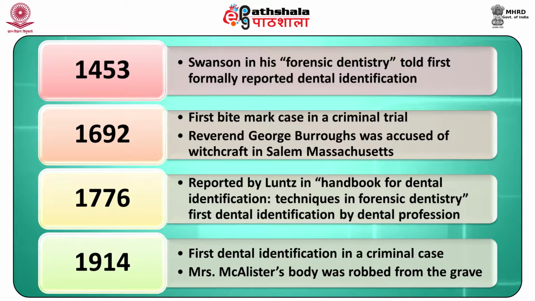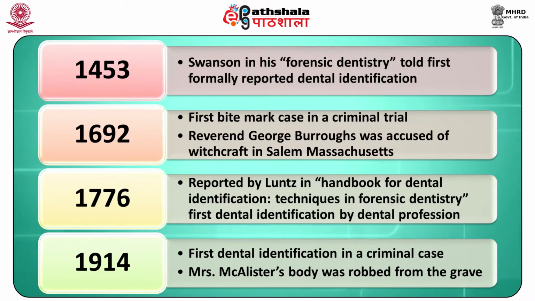In 1776, it was reported by Luntz in Handbook for Dental Identification, Techniques in Forensic Dentistry, that the first dental identification by the dental profession occurred when dentist and patriot Paul Revere identified his friend and patient Dr. Joseph Warren, who was killed in the Battle of Bunker Hill and interred in an unmarked grave. The exhumed body was identified by a prosthesis recognized by Revere.